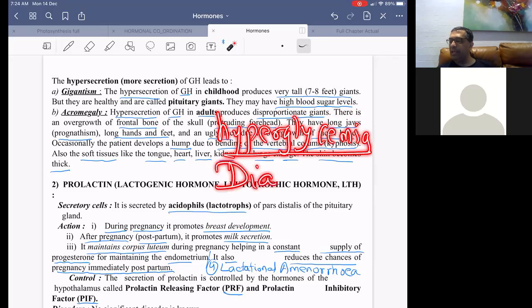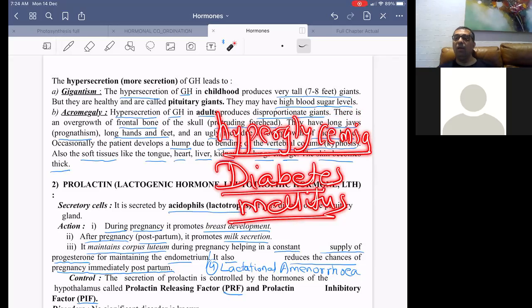They will have diabetes mellitus complications. What diabetes mellitus complications are there? In diabetes mellitus, insulin is not secreted, so blood sugar level rises. Here growth hormone is high, so insulin is opposed. Again, it will cause hyperglycemia, which is like diabetes mellitus, and it may cause diabetic nephropathy, so kidneys may get affected. Diabetic retinopathy, so eyes may get affected. Diabetic neuropathy, in which nerves get affected.